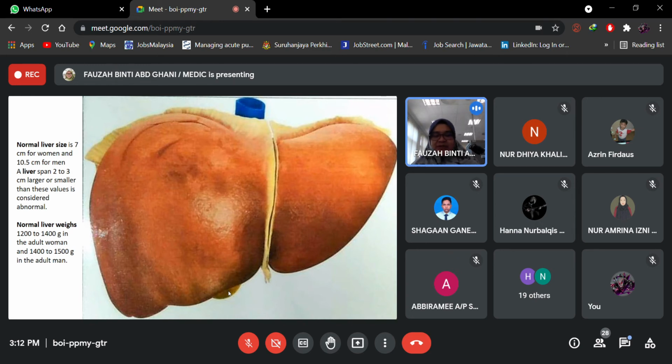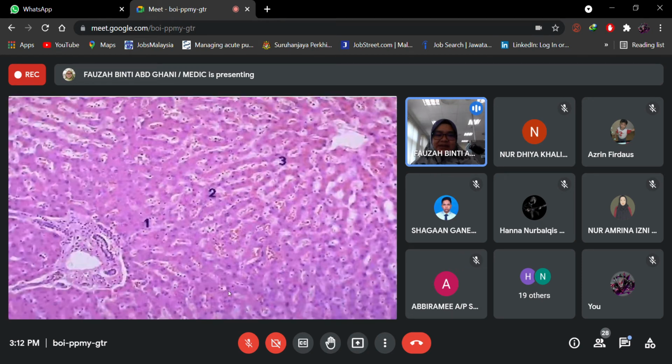Okay, so let's have a look at this. This is the normal structure. Can someone recap your understanding or your knowledge of normal liver structure?